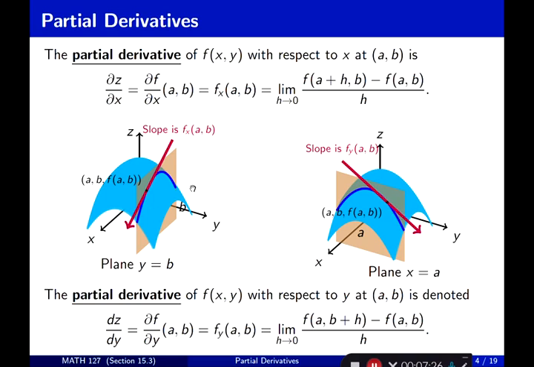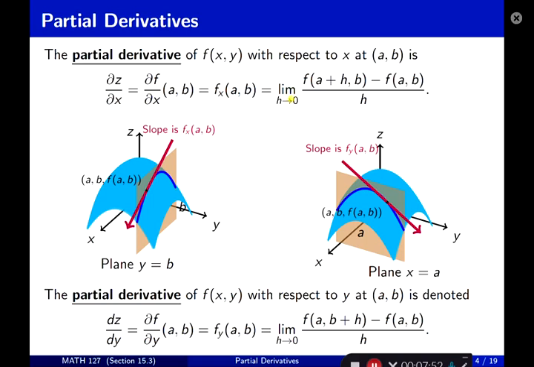For the partial derivative with respect to x, you set y equal to a constant, and then you take the derivative. For the partial derivative with respect to y, you set x equal to a constant, and then you take the derivative. This can also be expressed in a limit definition. And so how do we do this?